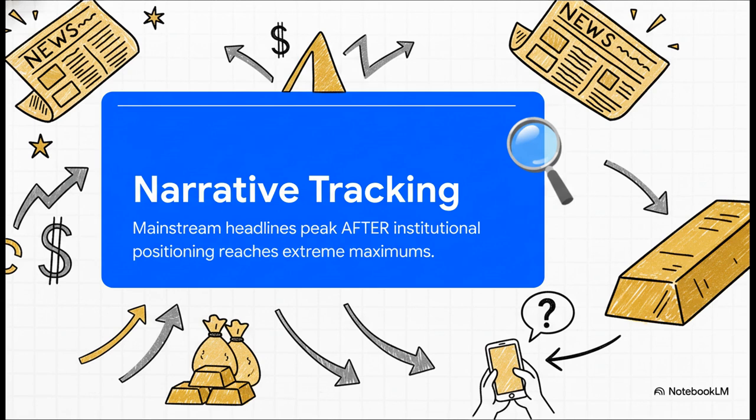And this whole dynamic is usually fueled by financial media. We call it narrative tracking. By the time mainstream headlines are screaming gold to $3,000, institutional positioning has already maxed out. When your clients call you all excited because of a front-page article, the smart money trade is completely over. The media narrative isn't news at that point. It's really just an unpaid advertisement designed to attract retail bag holders.